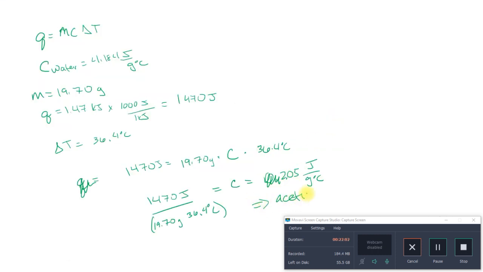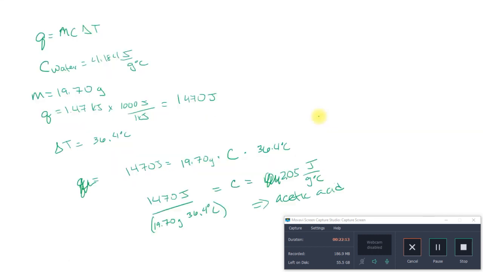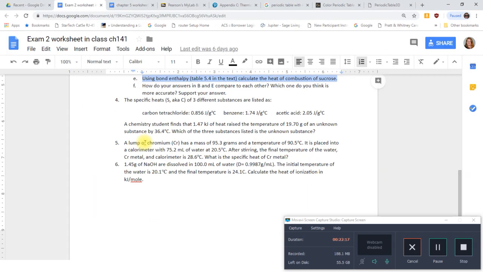Then it must have been acetic acid. On these kinds of problems, you've got to make sure that you actually answered the question. Otherwise, it's really easy to just solve for the C and move on, right? But the question isn't asking that. It's asking which of the 3 substances it is. So it has to be acetic acid because that's our closest value there. Okay.